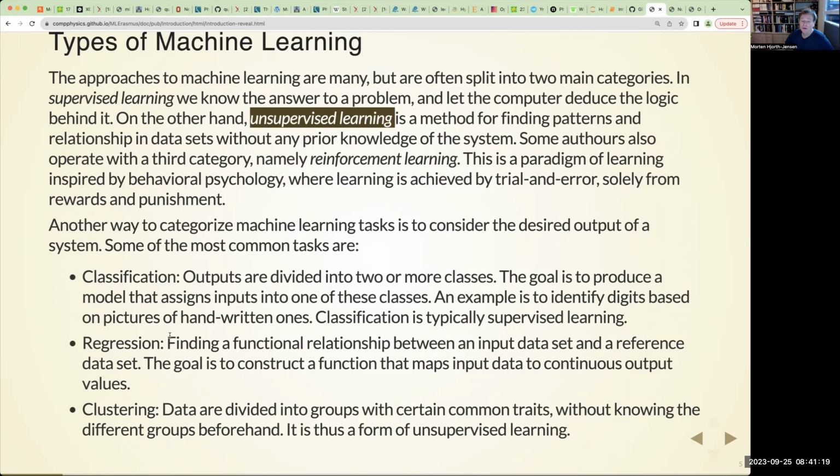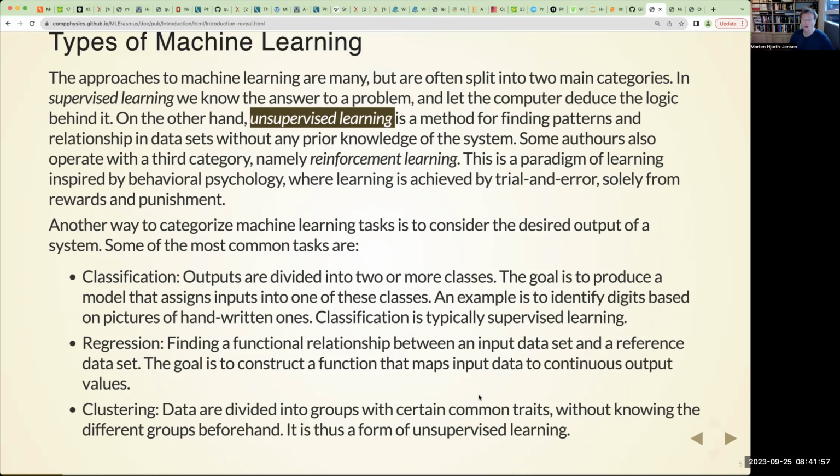The topic which we as physicists often end up with is regression. In this case, this means finding a functional relationship between an input data set and a reference data set. The goal is typically to reconstruct a function that maps input data to continuous output values. And then we have clustering as well, where we often try to divide data with certain common traits without knowing the different groups beforehand. This is a form of unsupervised learning. So in this course, these are the three main types of tasks which we will deal with.